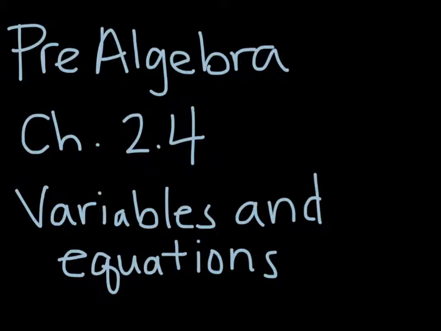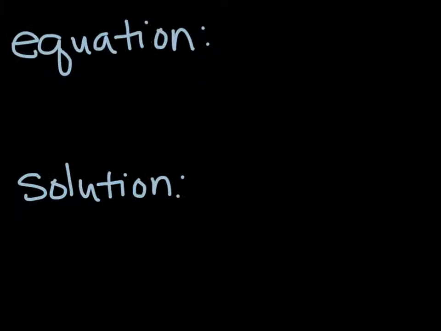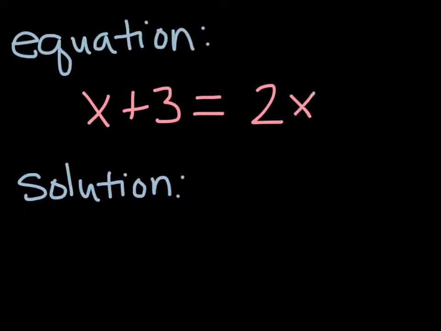This is Pre-Algebra Chapter 2.4, Variables and Equations. We begin this lesson with a quick vocabulary lesson, so that as we move forward we understand what equation and solution mean. First we begin with equation. An equation is a mathematical sentence that you get when you place an equal sign between two expressions.